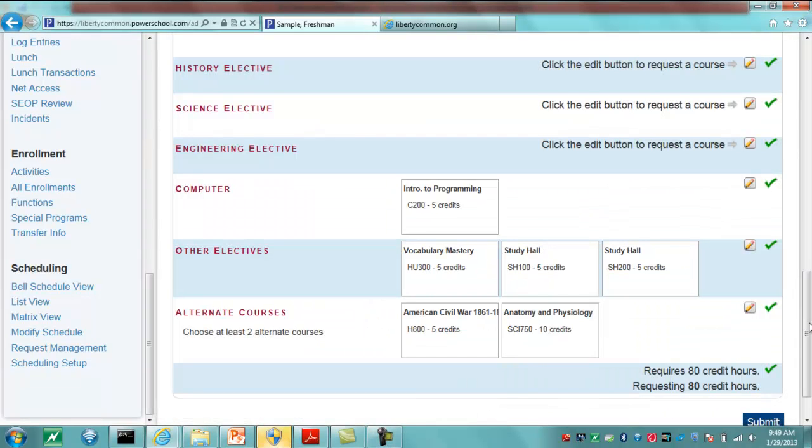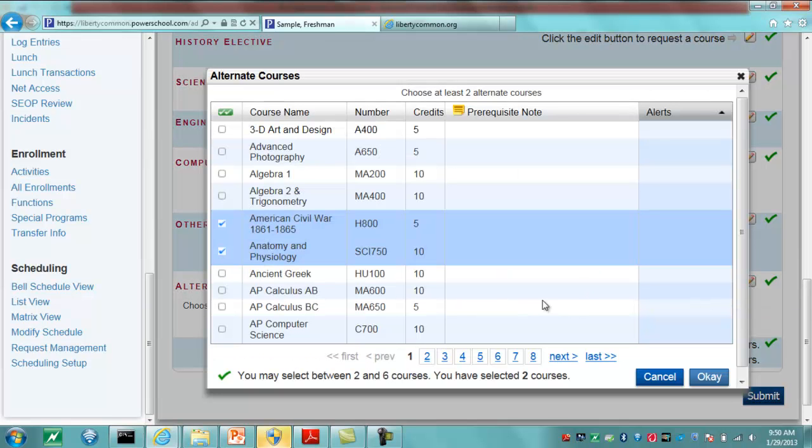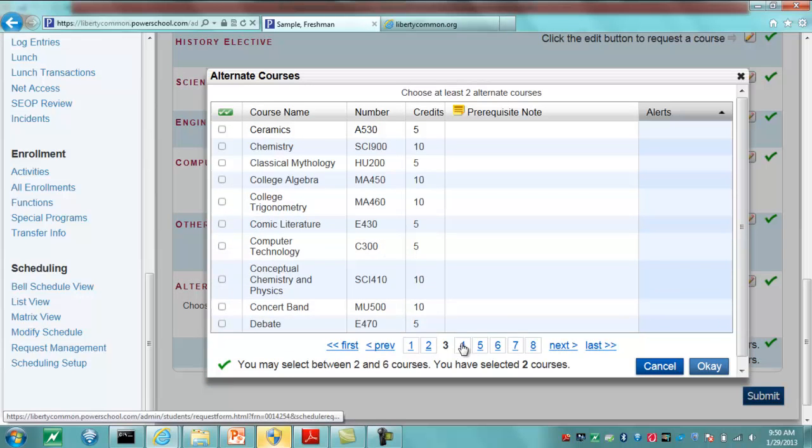Now, once you have selected your courses, you should be showing that you're requesting 80 credit hours. If you have more than 80 credits, then you need to take something off. If you have less than 80 credits, then you need to add something. But before you're done, you also have to go into your alternate courses. So when you click on this pencil, you'll see that all the courses that are available to sophomores are listed here under the alternate courses.